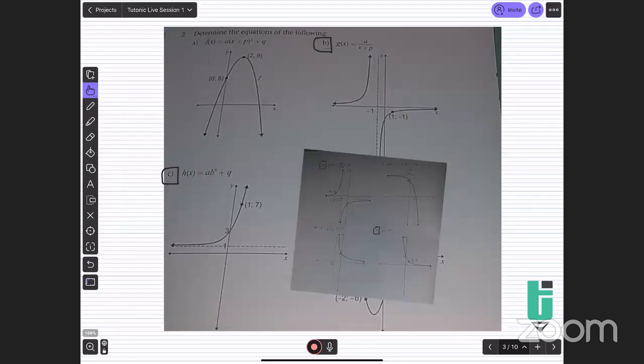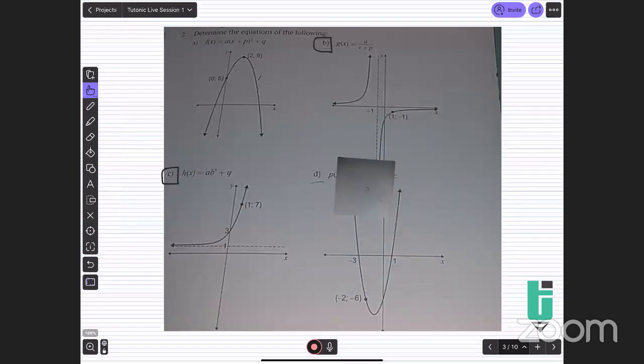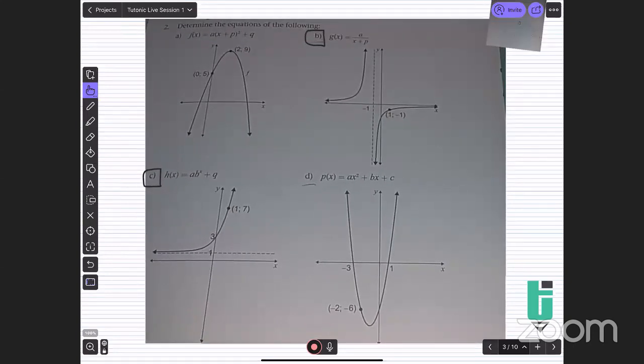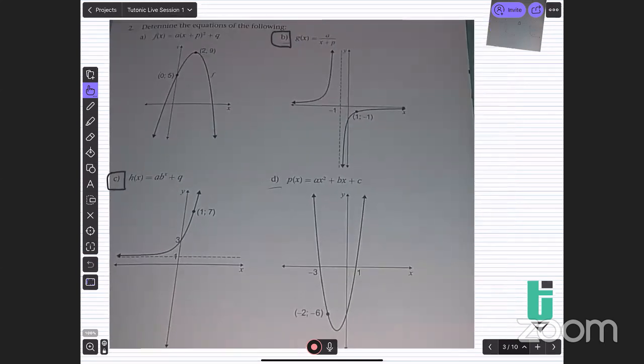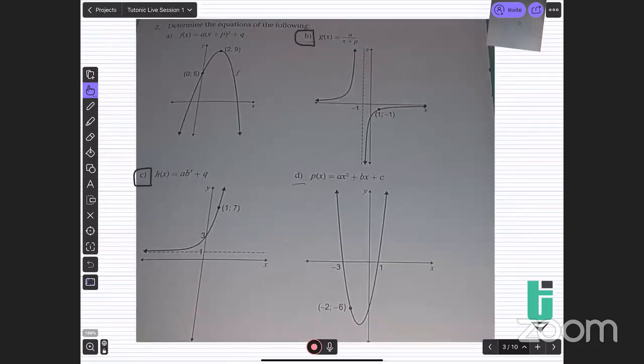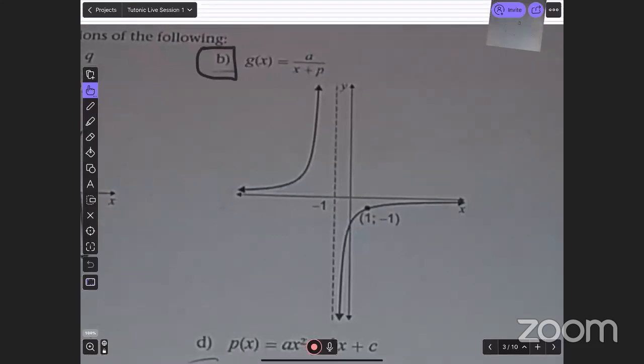Okay, so is it B, C, E, and H? Yes. Okay, great. So what type of graph is B? It's a hyperbola. It's a hyperbola, right? So when drawing a hyperbola, the first question I ask myself is, where are the asymptotes? So where are the asymptotes for this hyperbola? We're doing B now. Where are the asymptotes for B?